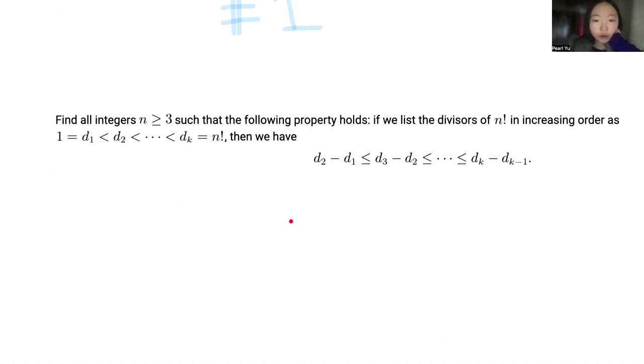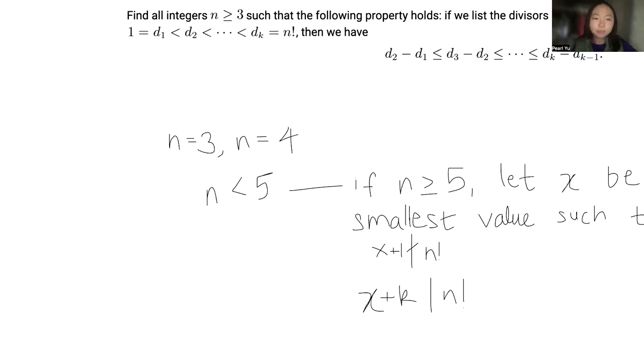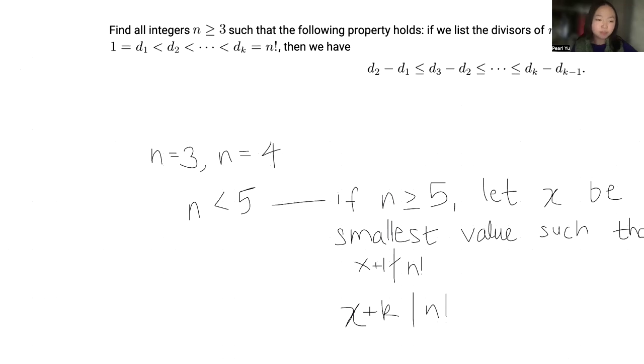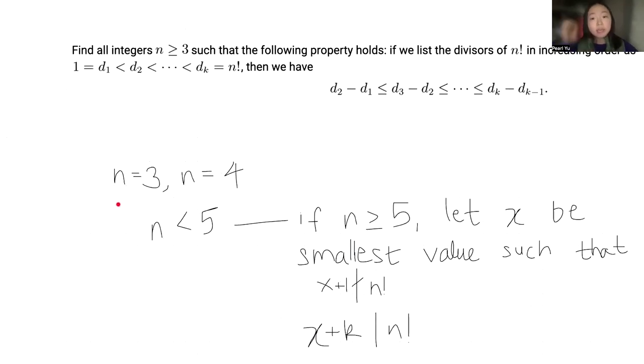Okay, so how do we solve this problem? We are going to have this theory that only n equal to 3 and n equal to 4 work. So in order to prove that this is true, we need to prove that, first of all, clearly n equal to 3 and n equal to 4 are valid values. However, we also need to prove that n must be smaller than 5.